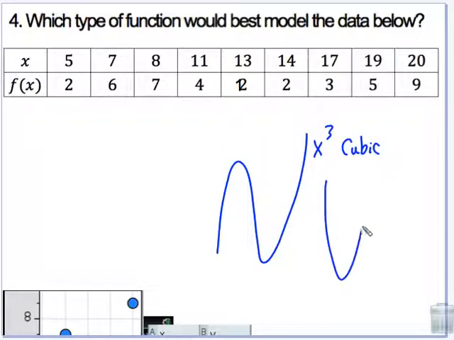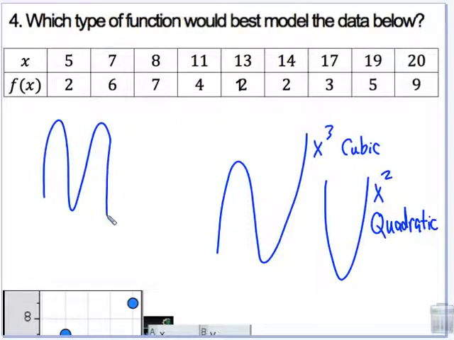If you have points that go in that shape, it would be x squared, which is a quadratic function. All right, and then let's say you had a graph that looks like this. You have 3 bends, so it would be x to the 4th power. Remember, you count the bends and you add 1 to determine the degree. And then that type of graph is called a quartic, Q-U-A-R-T-I-C.